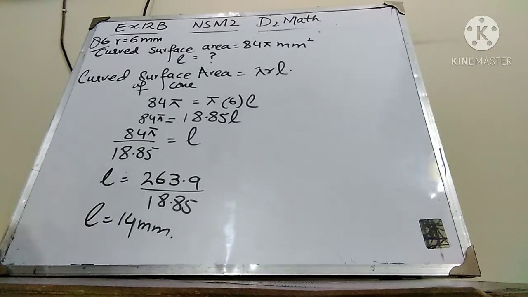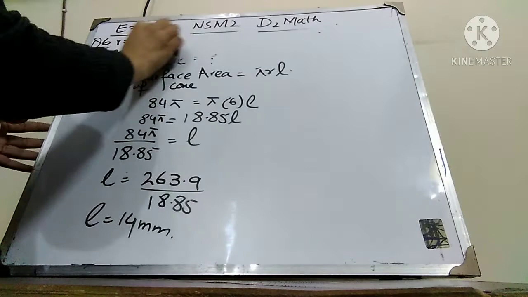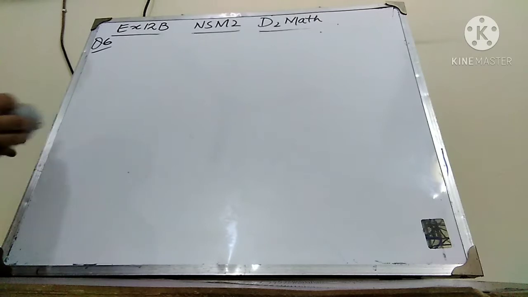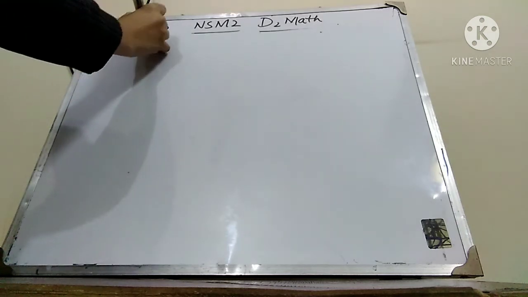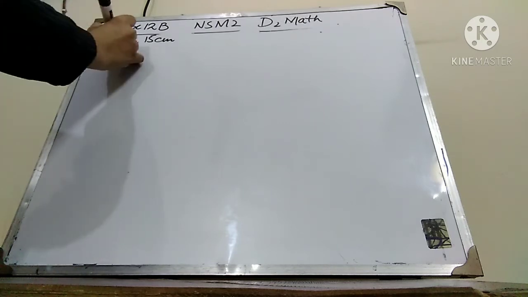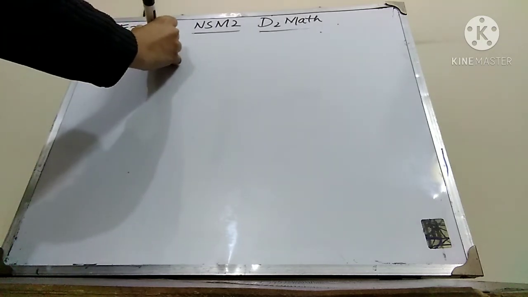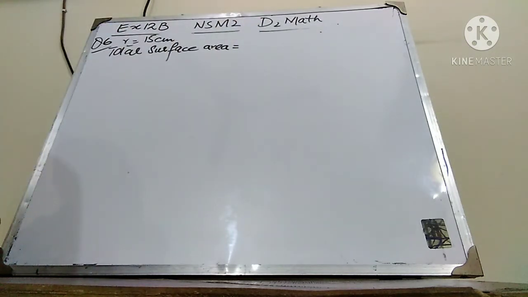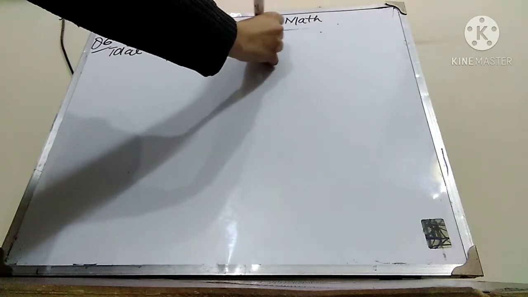Okay students, I hope that your books are open in front of you. So let's read question number 7. Okay, let me erase this, then I will read the question. Question number 7 is a cone has a circular base of radius 15 centimeter. So the radius is given, 15 centimeter, and given that the total surface area of the cone is 1000 centimeters square. Here the total surface area is given. So total surface area is 1000 centimeters square.